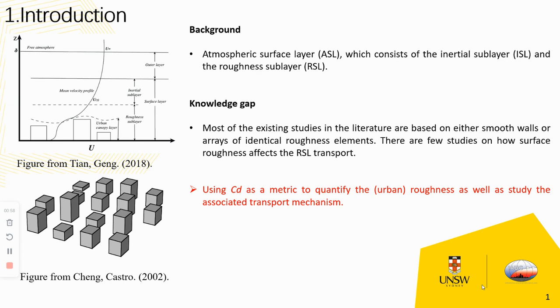RSL dynamics over urban areas using the drag coefficient. So the objective of our research is to use the drag coefficient as a metric to quantify the roughness, as well as to study the associated transport mechanism, rather than only regarding the drag coefficient as an aerodynamic parameter influenced by the urban morphology.